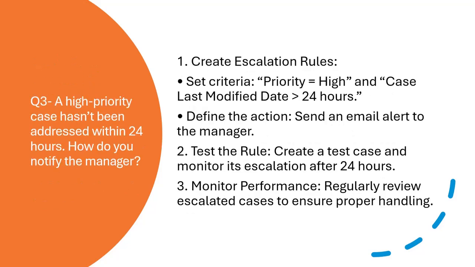Question 3, a high priority case has not been addressed within 24 hours. How do you notify the manager? In order to meet this requirement, I'll create an escalation rule, and I'll set the criteria where the priority is high and case last modified date is greater than 24 hours. Then I'll define an action after setting the criteria, send an email alert to the manager, and I'll test the rule in the sandbox environment and see that escalation is done after 24 hours and notifies the manager. And lastly, I'll regularly review the escalated cases to ensure they're handled properly.